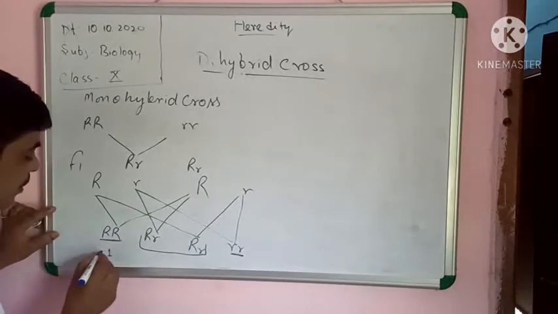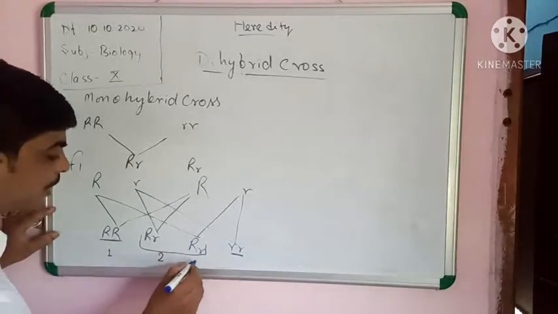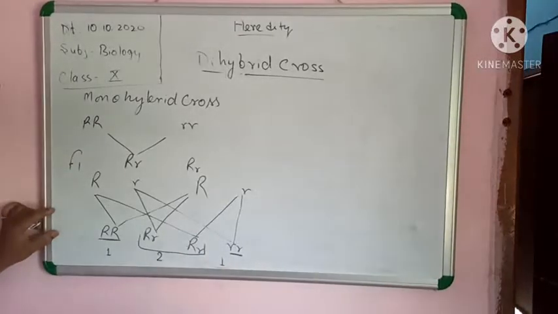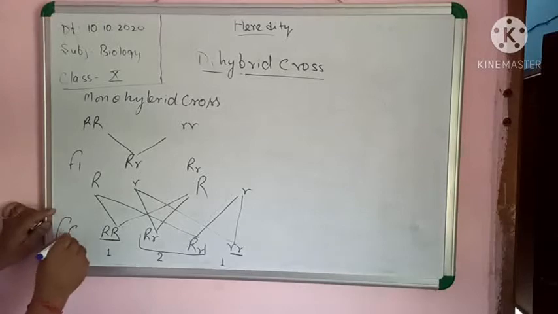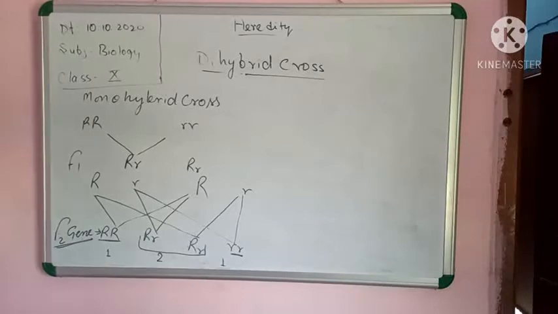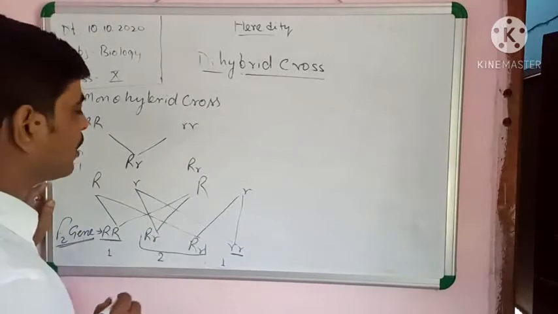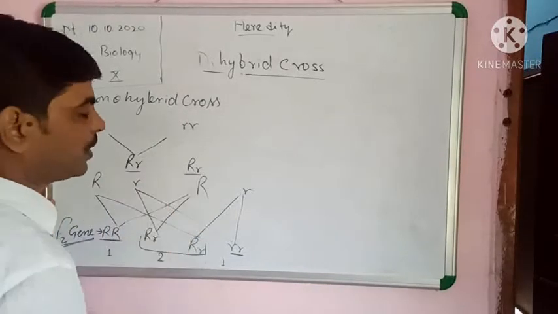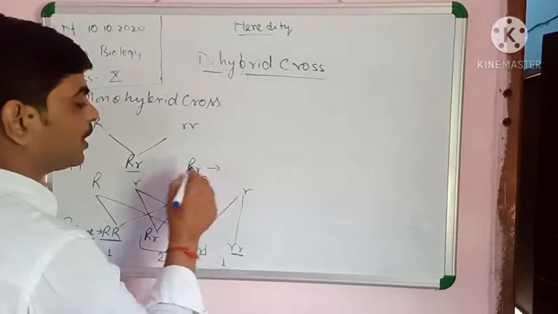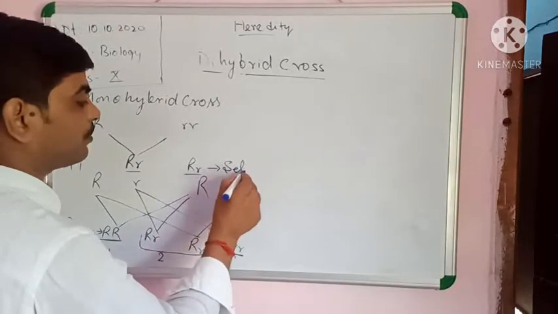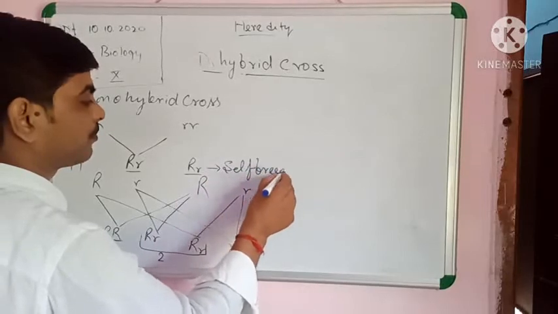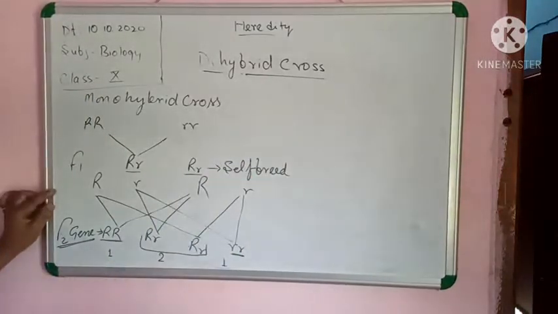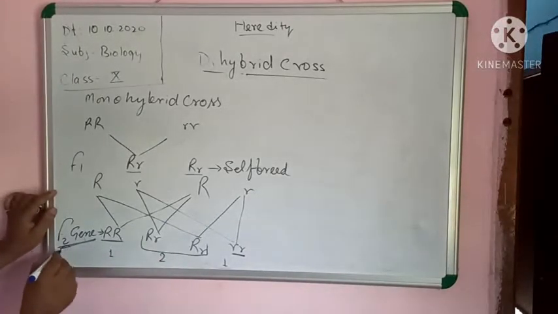Means you can say, on the basis of genotype, the ratio in F2 generation. This is F2 generation. Here you have to keep in mind that F2 generation are produced by self-breeding, not cross-breeding. Here look, they are of similar type. Okay, so here self-breeding will happen. Self-breed. Okay. And this is the genotypic ratio.